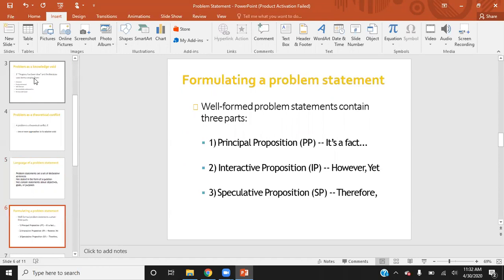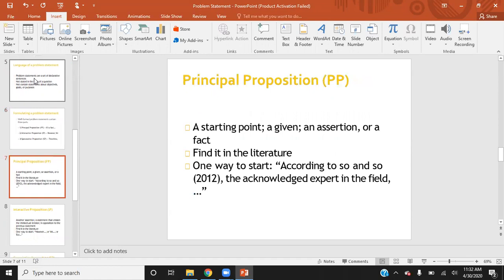You will have a principal proposition in which you're going to explain what the problem is. Then you're going to talk about the interactive proposition, that means what is the current situation of that problem. And then you will have a speculative proposition in which you're going to say what needs to be done.